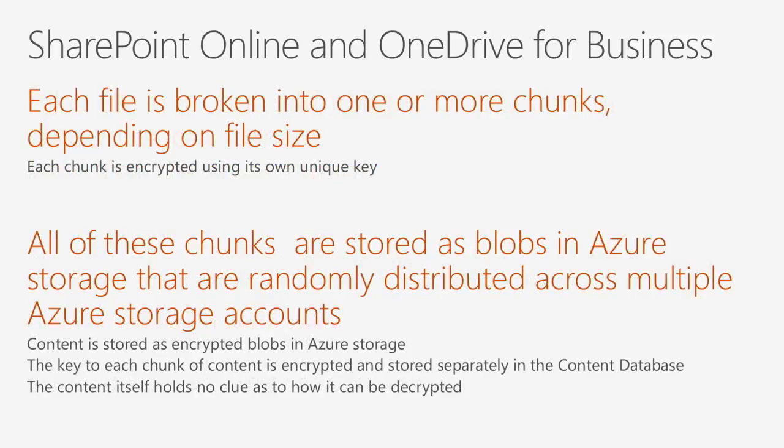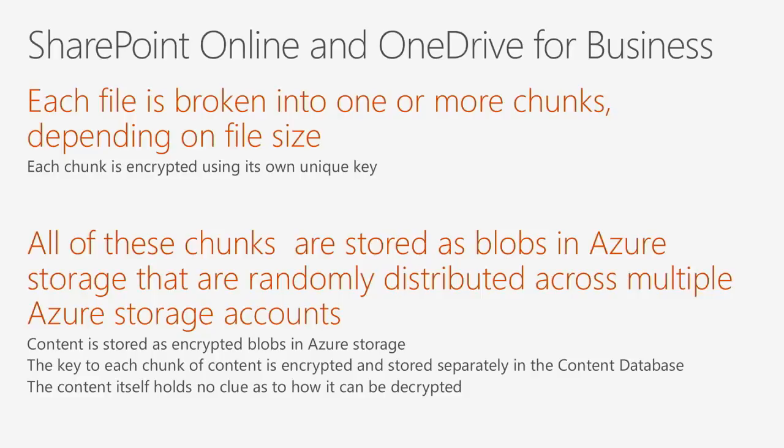So I mentioned the number of chunks that we break a file into really depends on the file size. Generally, though, the smallest file that you can upload is going to be cut into at least 3 chunks. And like I said, each of those chunks is going to be encrypted using its own key. And then the chunks themselves are stored as blob storage or blob data, free-form data inside of Azure Storage. And that gets randomly distributed across multiple Azure Storage accounts.